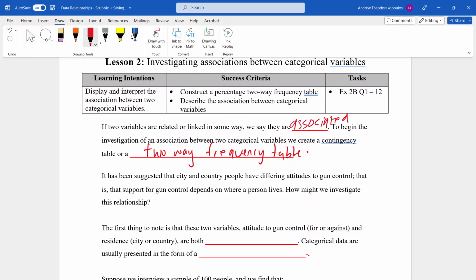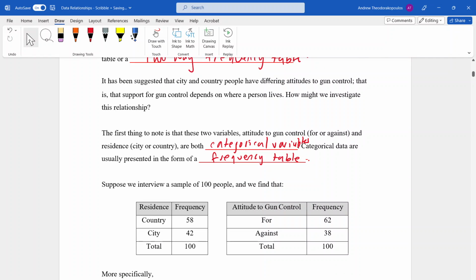So let's look at an example. It has been suggested that city and country people have different views on gun control. That is, the support for gun control depends where a person lives. How we might investigate this relationship is what we're going to do today. So the first thing to note is that these two variables are both categorical variables. And they are usually represented in the form of a frequency table. A frequency table looking something like this.